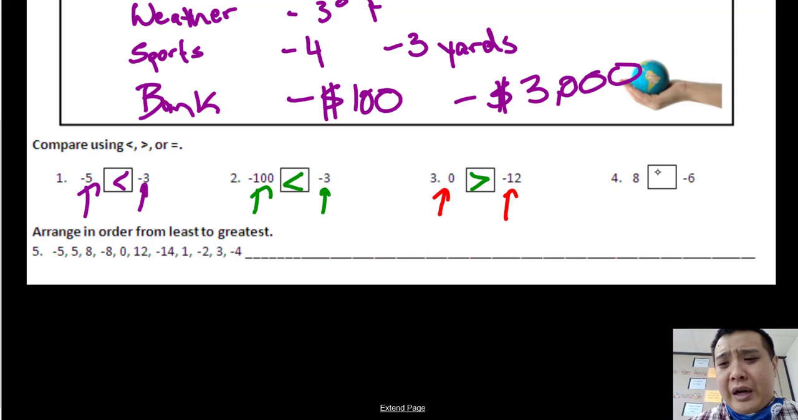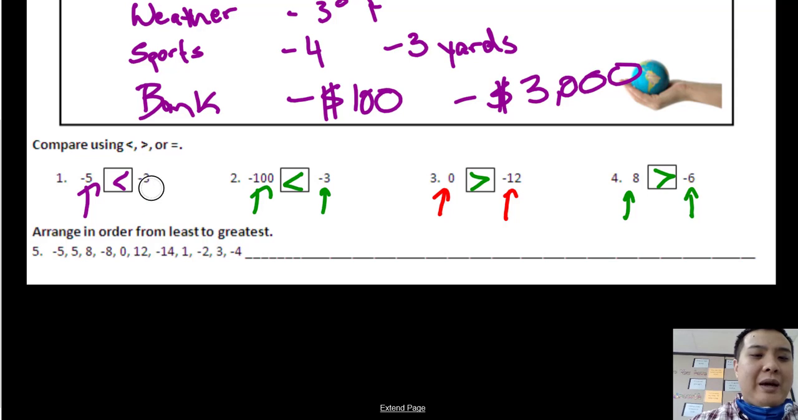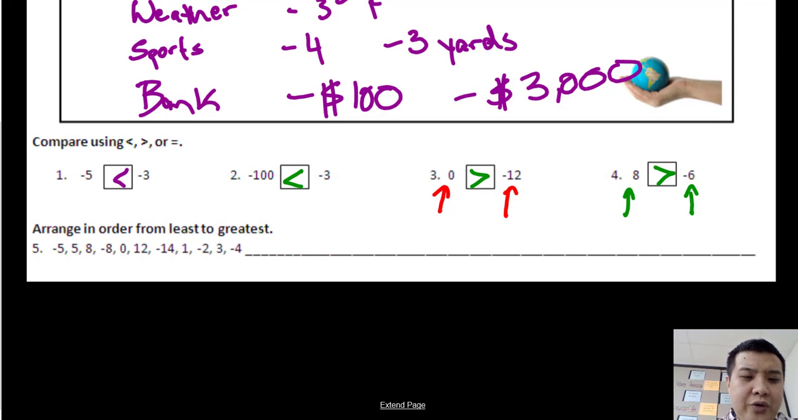And here, 8 is greater than -6. The reason is because you'd rather have $8 than owe $6. Remember, the negative indicates owing or being down that amount. Go ahead and try to order these numbers from least to greatest.